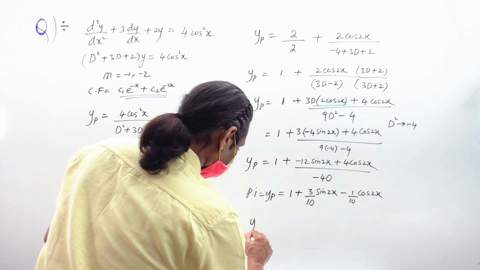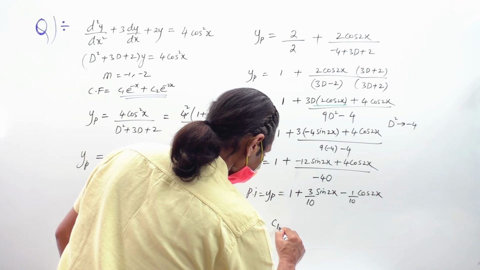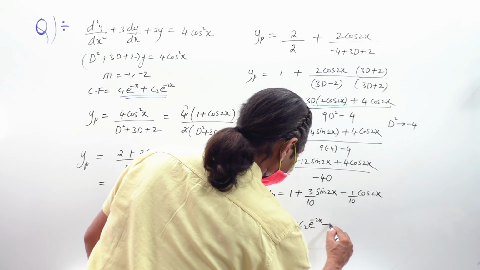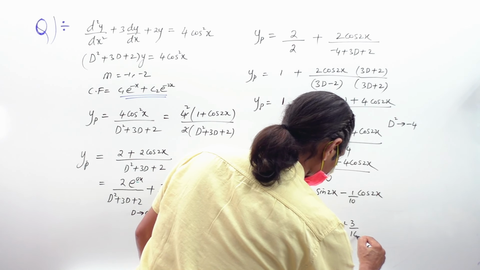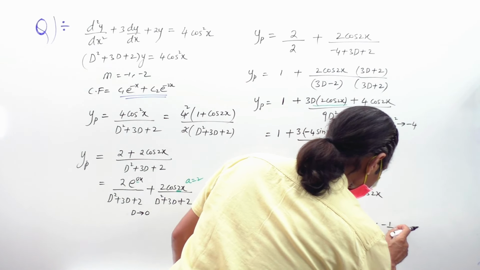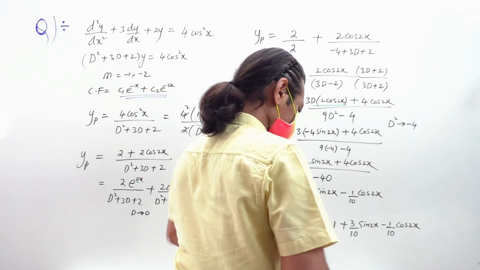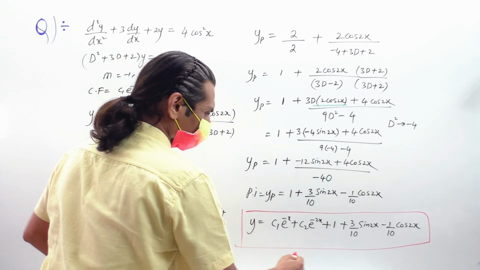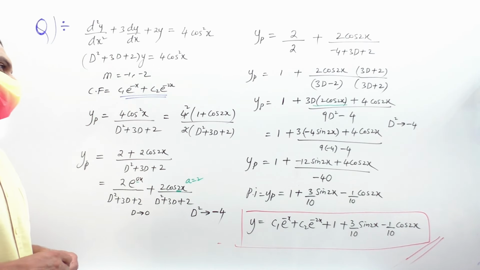So let us complete the solution here by writing y is equal to CF plus PI. We have CF as C1 e raised to minus x plus C2 e raised to minus 2x, plus 1 plus 3 by 10 sin 2x minus 1 by 10 cos of 2x. That's it. That's the solution. Beautiful. This is how we solve type 2 and get the solution.